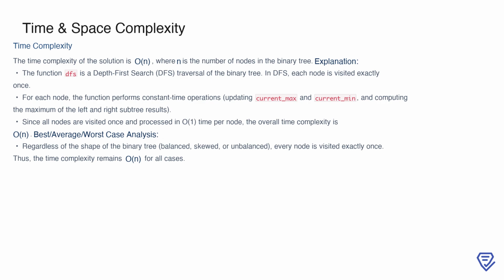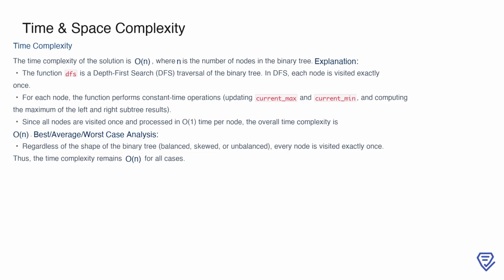The time complexity of this solution is O(n), where n represents the number of nodes in the binary tree. This is because the function DFS performs a depth-first search traversal, visiting each node exactly once. For each node, the operations performed, such as updating current_max, current_min, and calculating the maximum between left and right subtree results, all take constant time. Therefore, since we're processing every node once and the operations per node are O(1), the overall time complexity becomes O(n).